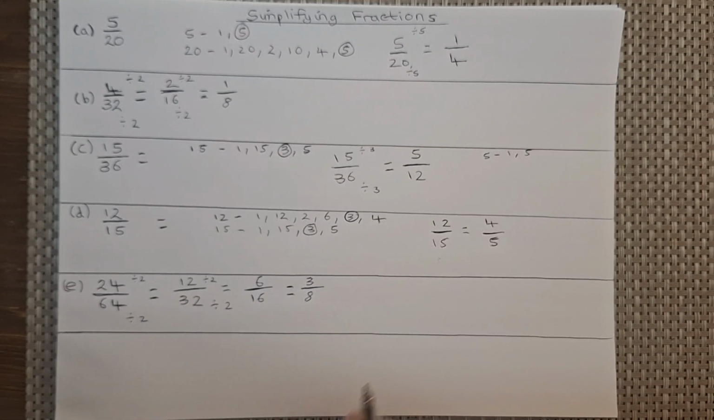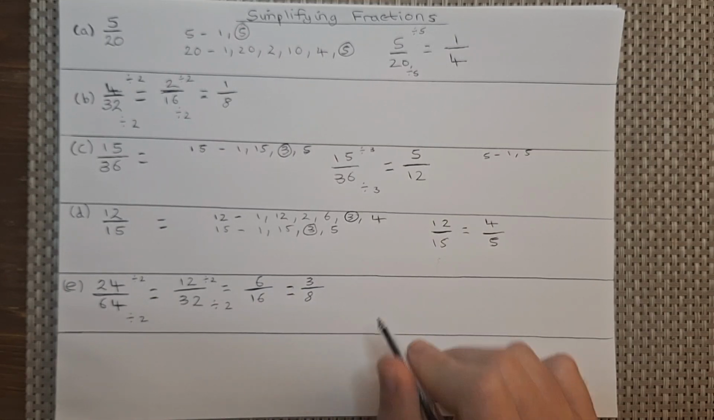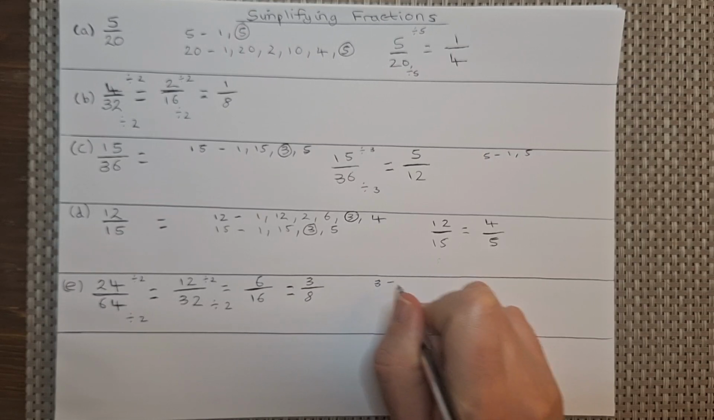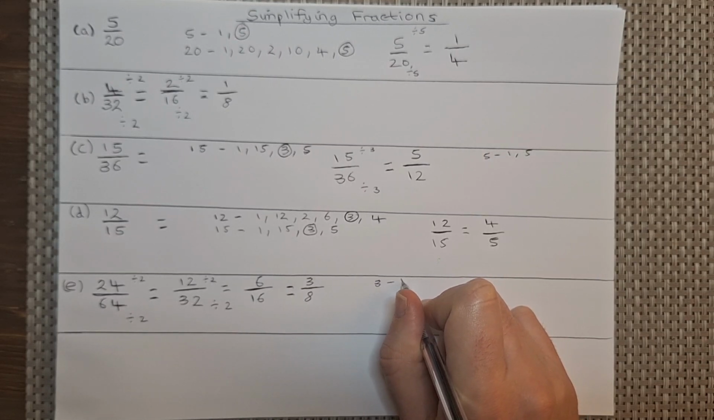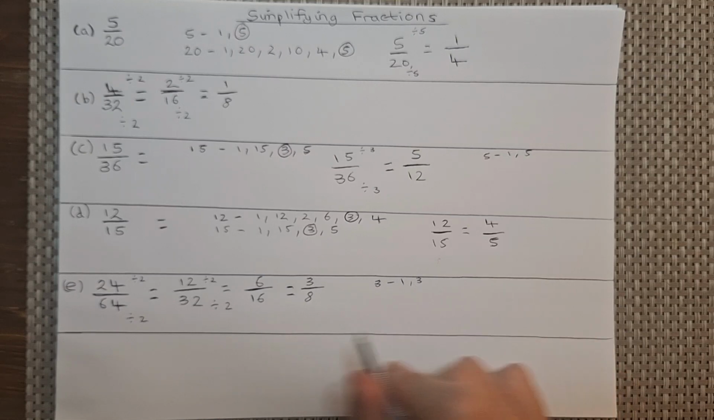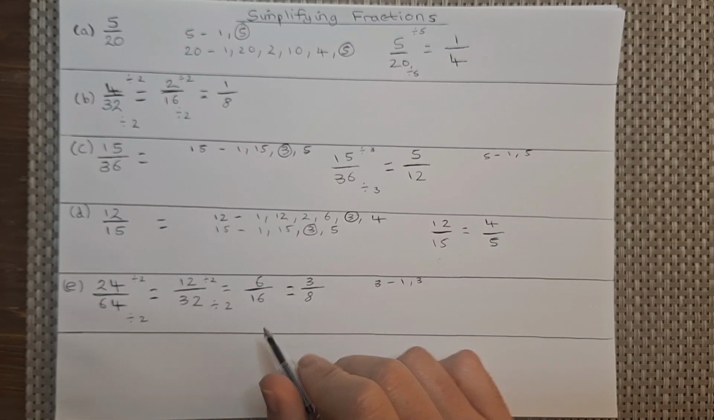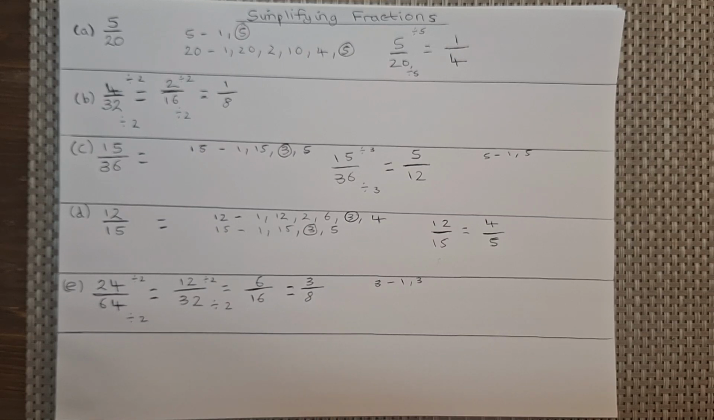Now how do you know that that is in its lowest form? So we have 3, which is a prime number, so it has factors of 1 and 3. Does 3 go into 8? It doesn't, because 3, 6, 9, therefore that is in its lowest form, okay.